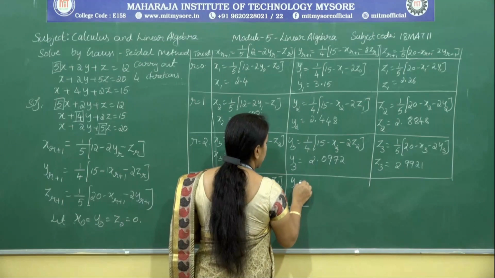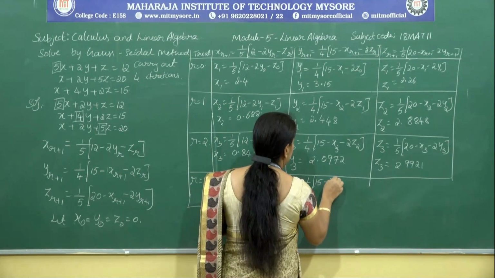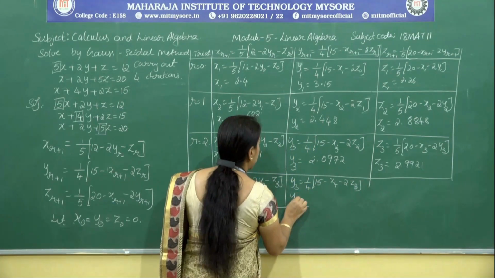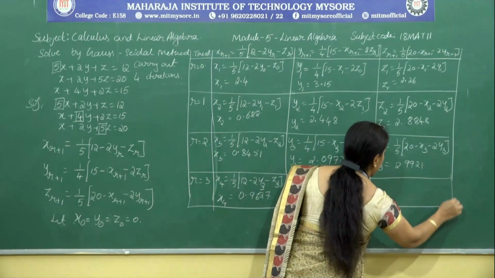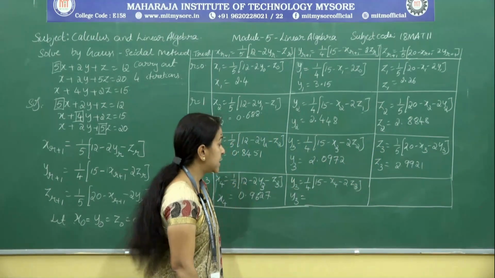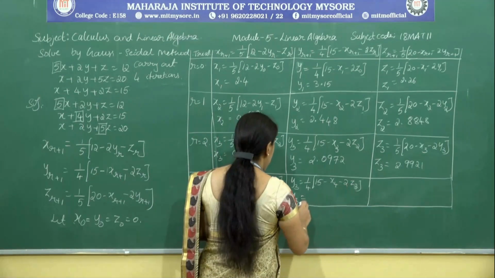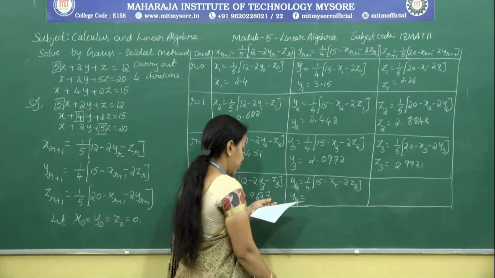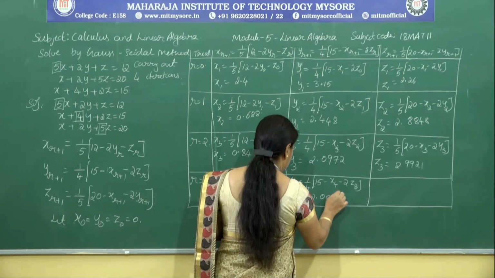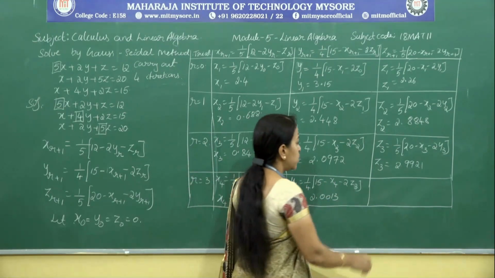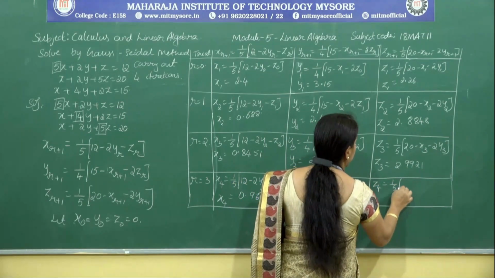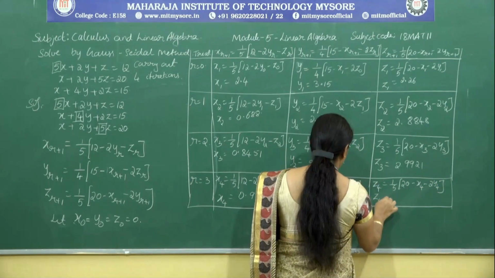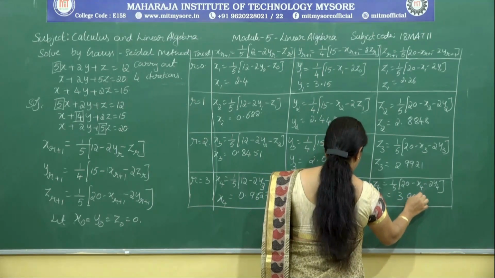and y4 is 1 by 4 into 15 minus x4 minus 2 times of z3. If I calculate using x4 and z3 value, our y4 is 2.0013 and the last one, z4, is 1 by 5 into 20 minus x4 minus 2 times of y4, so that z4 is 3.0069.